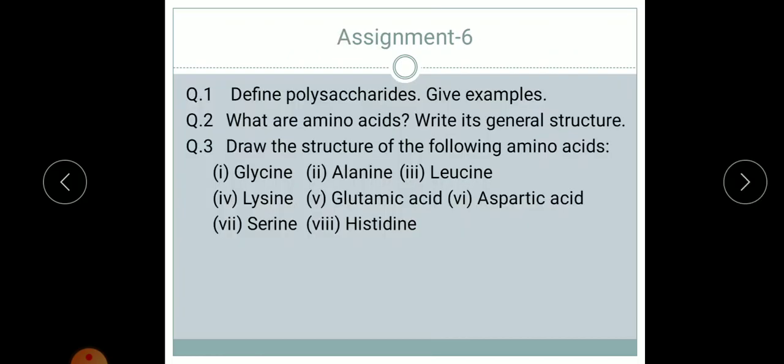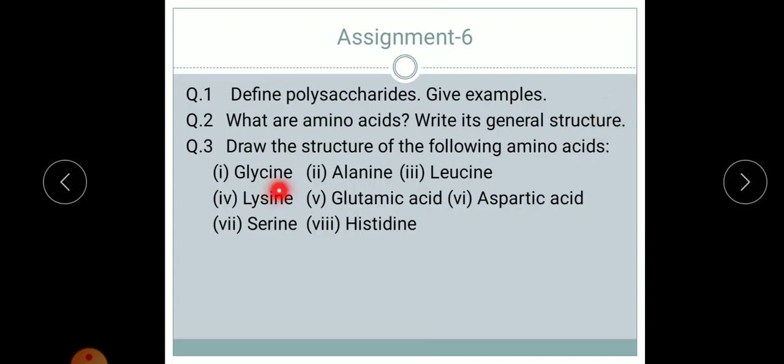Fine. Now, today's assignment number 6. Question number 1, define polysaccharides, give examples. Question number 2, what are amino acids, give its general structure. And question number 3, draw the structure of the following amino acids. Please write down its three-letter symbol as well. Glycine, alanine, leucine. You need to draw the general structure and just replace the value of R.